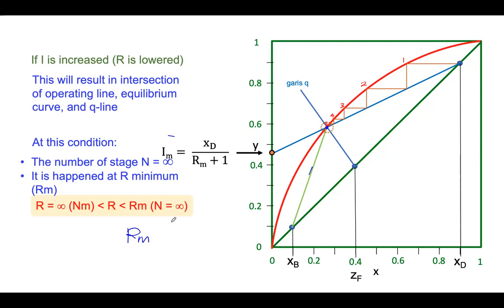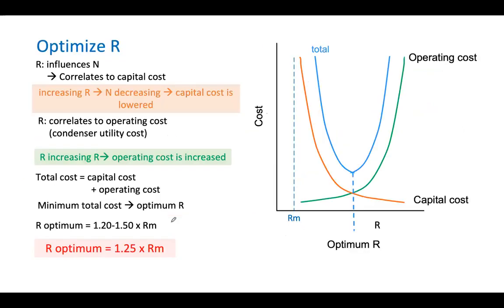Sometimes in practice we calculate the reflux ratio R based on the minimum, for example 1.2 multiplied by the minimum reflux ratio RM. Why does that happen? Let's have a look. We have to optimize the reflux ratio.